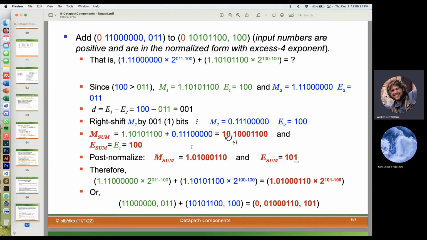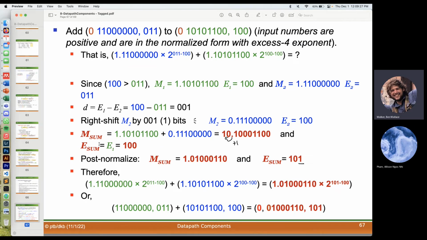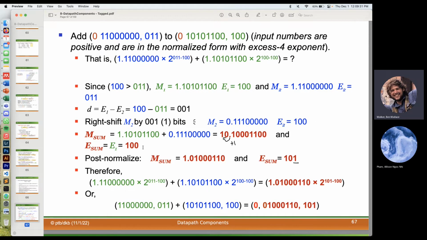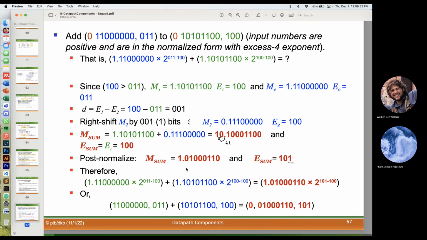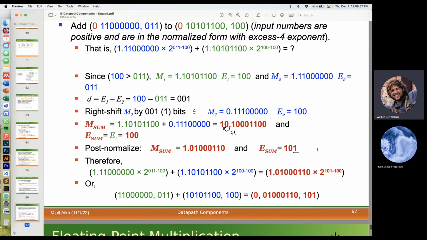So finally, we calculate the output exponent, which is just going to be whichever one was bigger. And then we renormalize our mantissa.